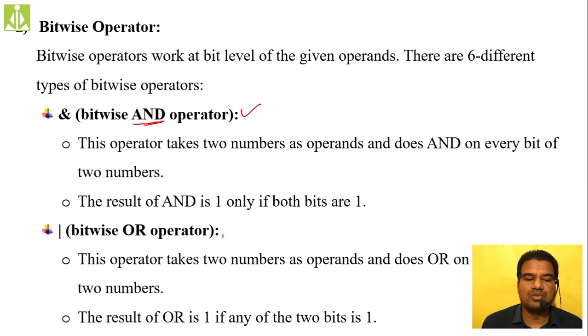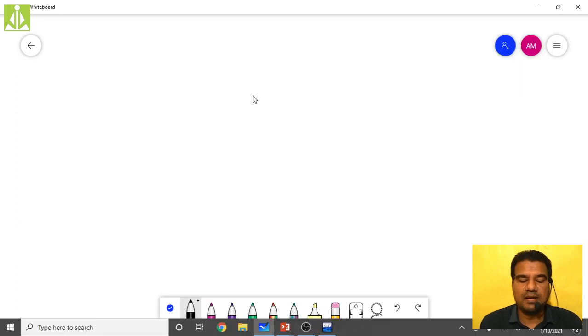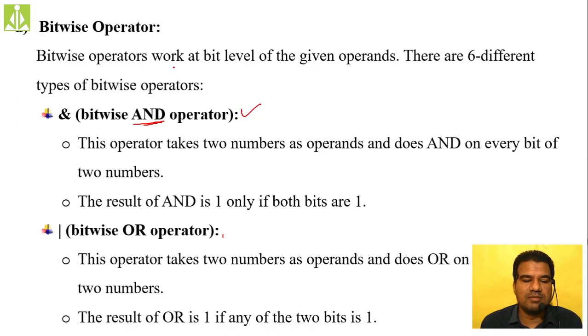How will the AND operator work? The operator takes 2 numbers as operands and does the AND operation on every bit of the 2 numbers. It operates at the bit level. The result of AND is 1 only if both bits are 1s. To understand this, we'll take a simple example. Let us say bitwise AND, what symbol are we using? See, this AND symbol we are using.